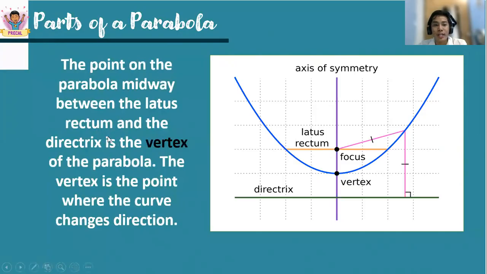The point on the parabola midway between the focus and the directrix is what we know as the vertex. So this is the midpoint between the fixed point and the fixed line. The vertex is the point where the curve changes direction. As you observe, this is not like the circle because the circle has a center. But in a parabola, the vertex becomes our turning point.